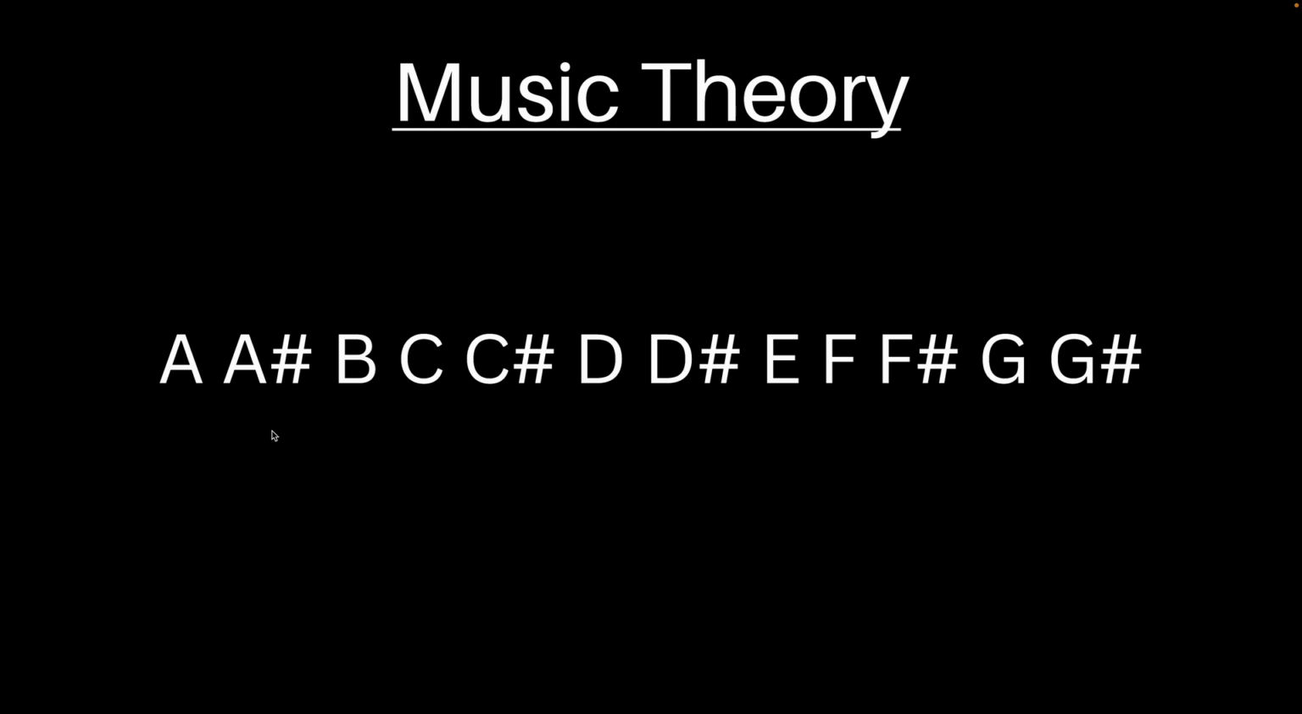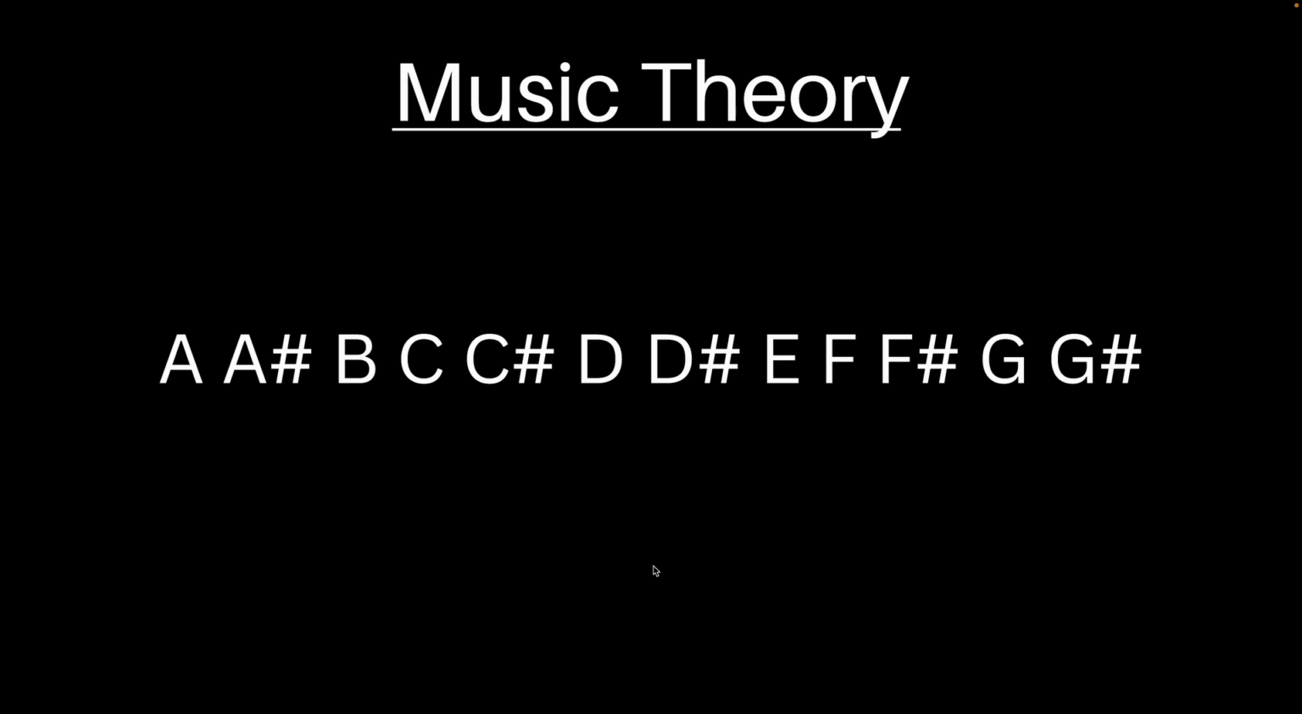You have A sharp, B, and then there's no B sharp. It just goes right to C. And then C sharp, D sharp, E, and then there's no E sharp. It goes straight to F sharp, G sharp, and then back to A, and so forth, all the way down the guitar or the piano or whatever instrument.